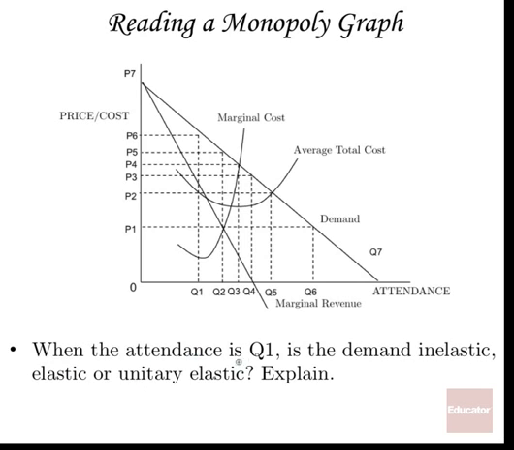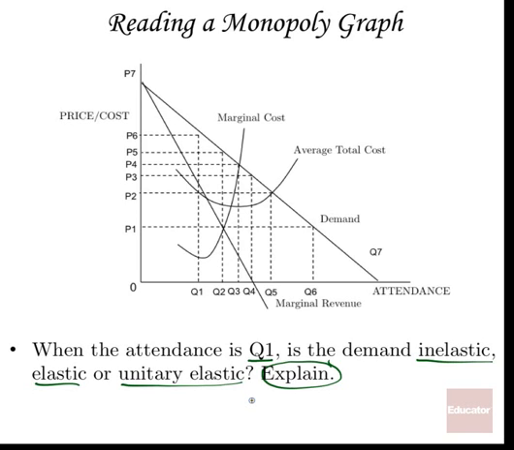So when the attendance is Q1, what is the demand? Inelastic, elastic, or unitary elastic? And explain. Once again, if you have a brain freeze and there's no way to figure anything out, you have a 1 in 3 chance. Either choose inelastic, elastic, or unitary elastic. Probably won't get the exclamation point, but might as well get that first point, right? So how do you decide? Well, let's take a look here.